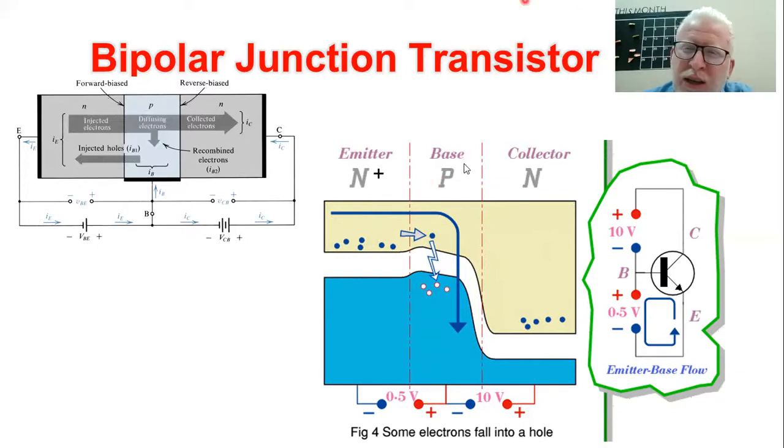That simply means that you will only lose 10 electrons out of 10,000, which is a very, very limited loss. So by increasing the doping of the emitter with respect to the base, you limit the effect of recombination.